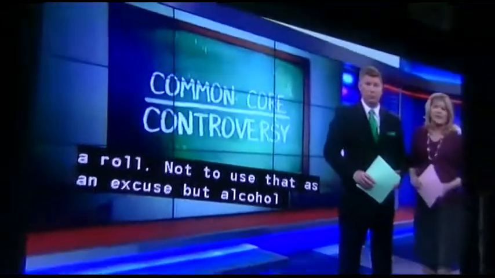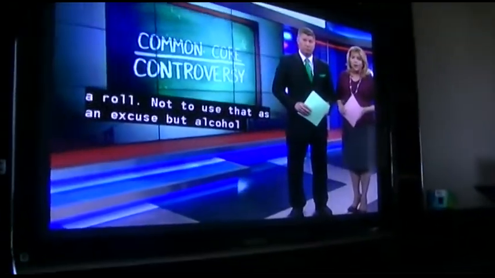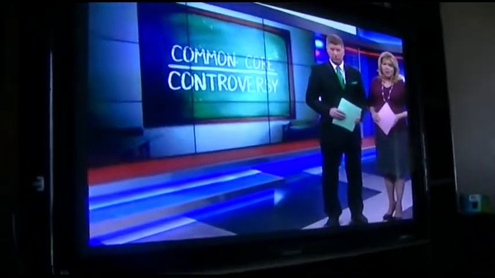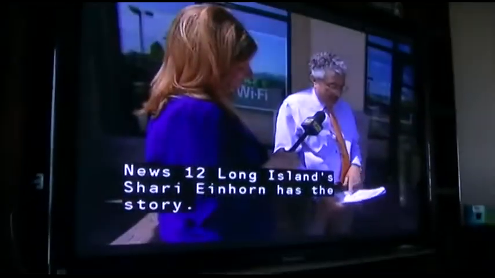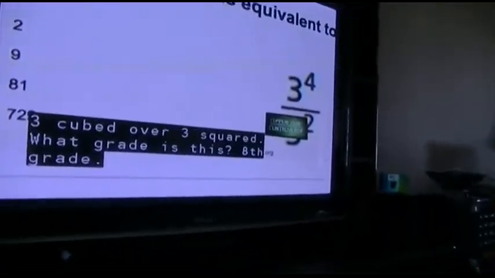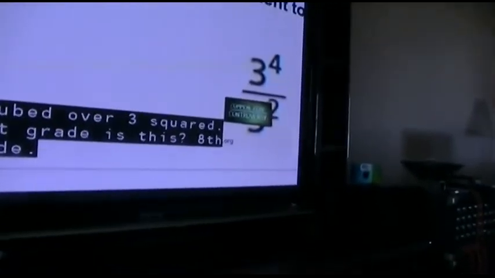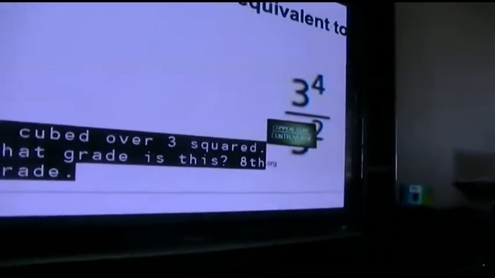On the news today, they're talking about Common Core. Now, I know there's a lot of controversy on it and all that, and I'm not too terribly concerned, but check this out here. That's 3 cubed over 3 squared. What grade is this? 8th grade. Okay, he just said that's 3 cubed over 3 squared, and obviously there's the Common Core controversy bug there.